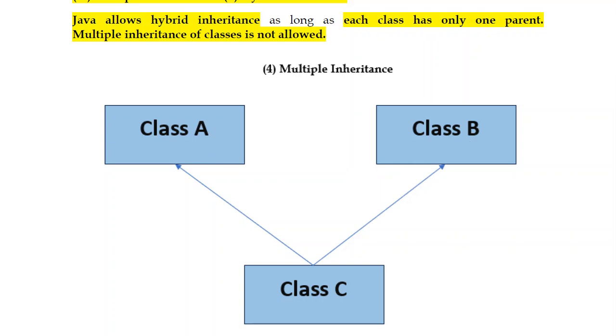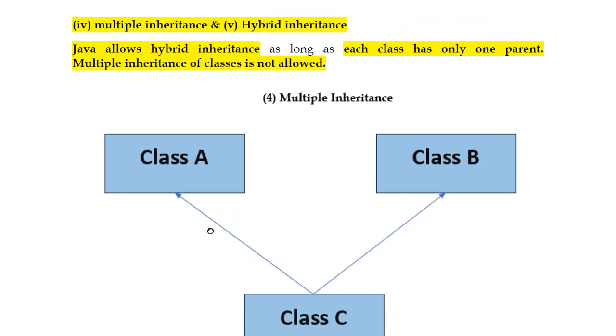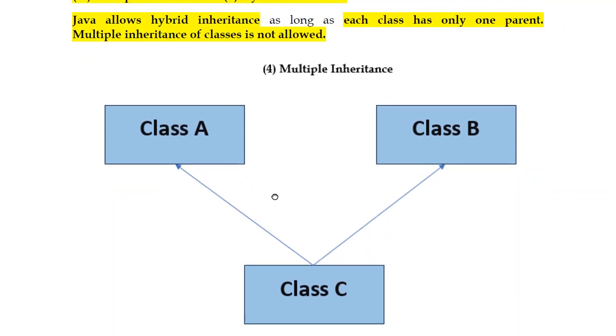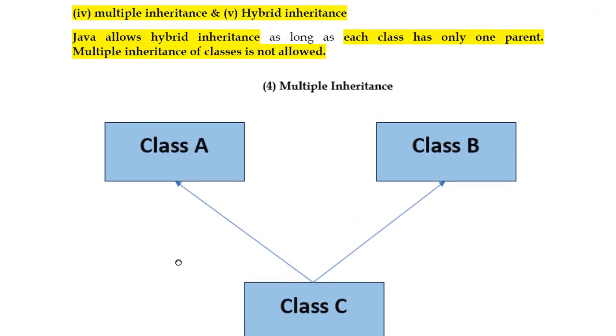Class A and class B. So class C inherits the properties and methods of class A and class B. I hope you are clear with this. Class A is a superclass of class C, class B is a superclass of class C. This is not supported. This problem is also called the diamond problem. We'll discuss it in a separate session. As of now, just try to understand that multiple inheritance is not supported in Java programming through the class concept.